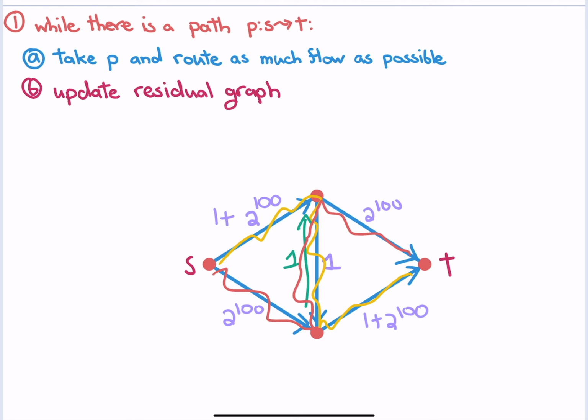We need one tweak. Anyone want to try to guess the tweak? Yeah. Oh, the largest edge leaving it. Is that?